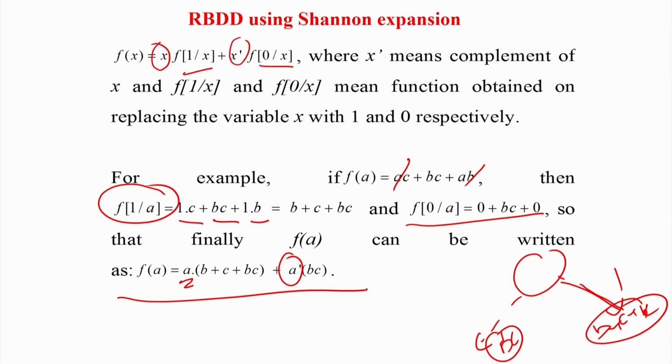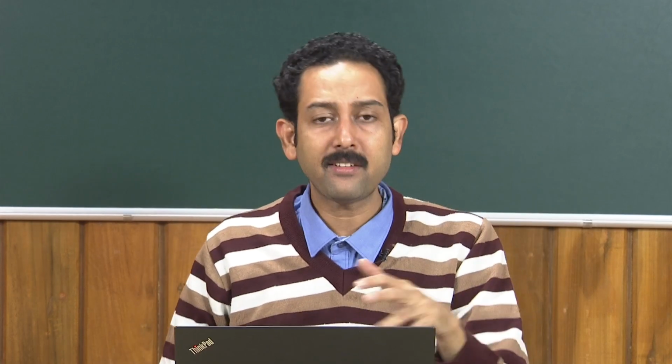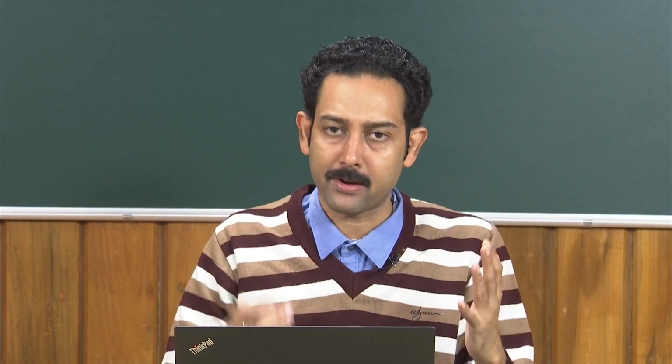That is the idea of binary decision diagram construction using Shannon's expression. Because even for a very big circuit, you have at least the function. The function is nothing but your design intent. That is a very compact representation.